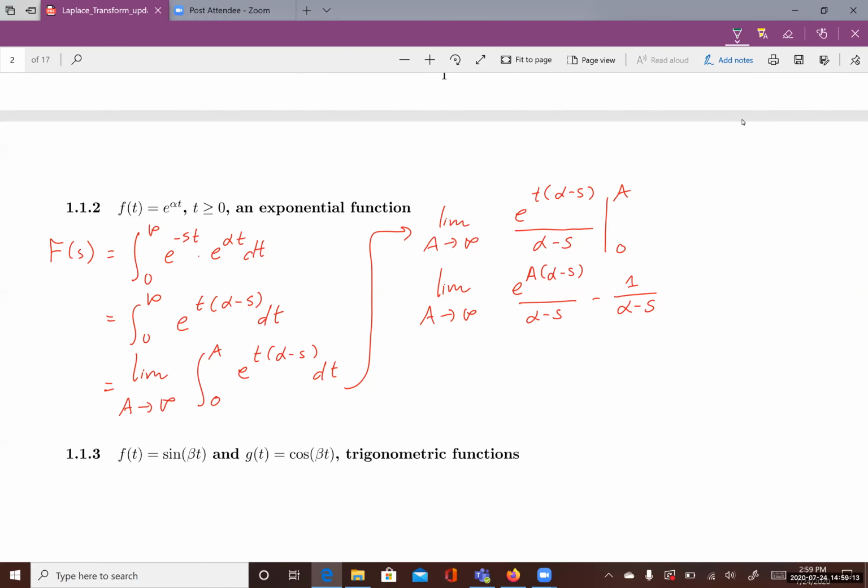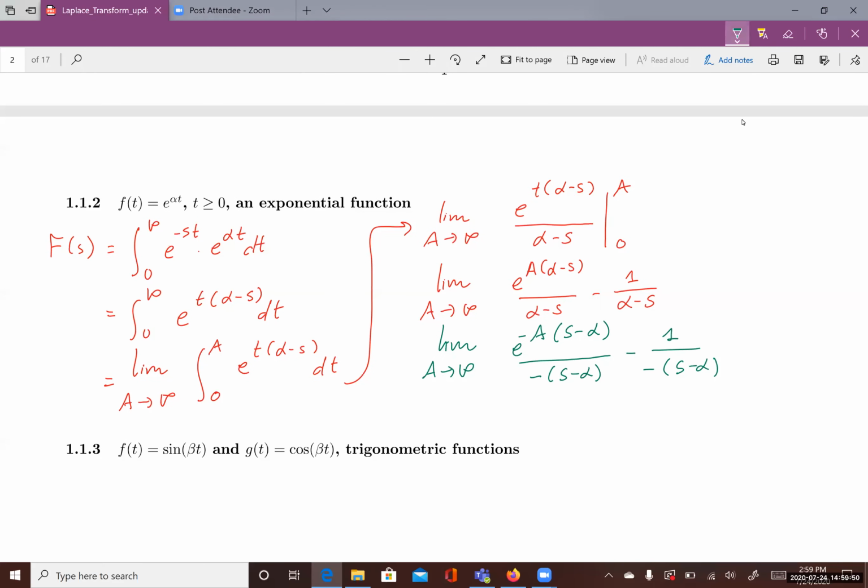This is where you want to transform these functions a little bit. So a goes to infinity. So this is the same as e to the negative a times s minus alpha, right? And then alpha minus s is the same as negative s minus alpha, and minus 1 over alpha s is the same as negative s minus alpha. Okay. All right.